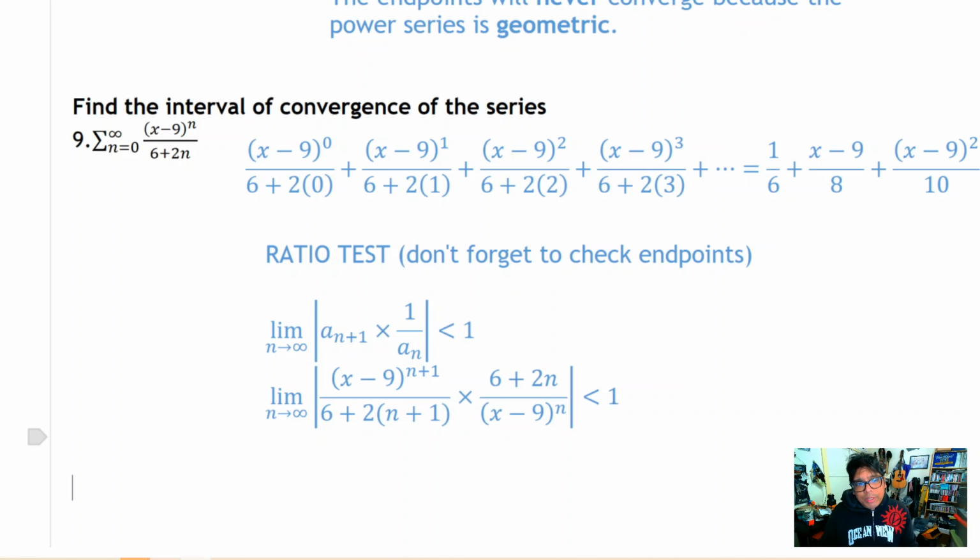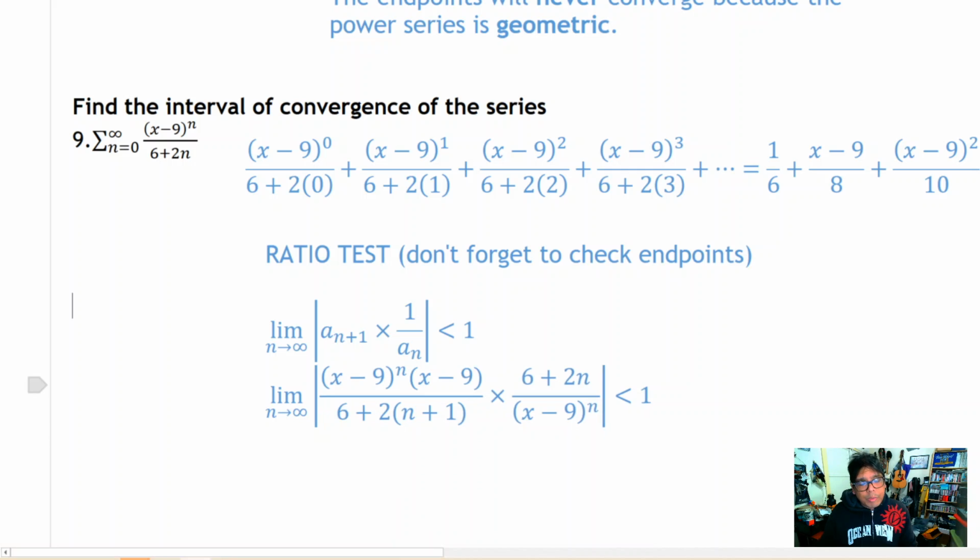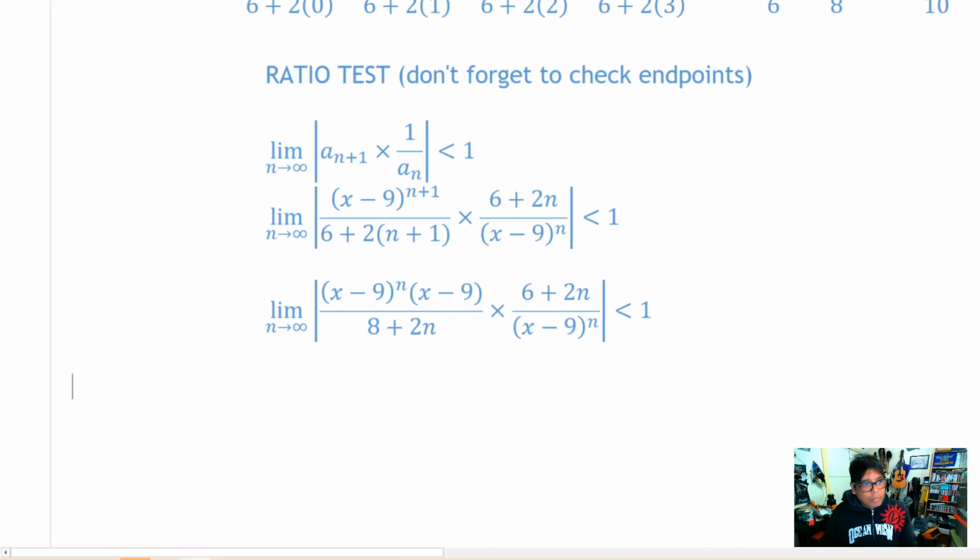Now we're going to do some simplification here to make things a little bit easier. Firstly, we're going to re-express (x minus 9) to the n plus 1 power as just (x minus 9) to the n power multiplied by (x minus 9). And then we're going to simplify the denominator of that first fraction. Now the (x minus 9) to the n power, those are going to cancel out.